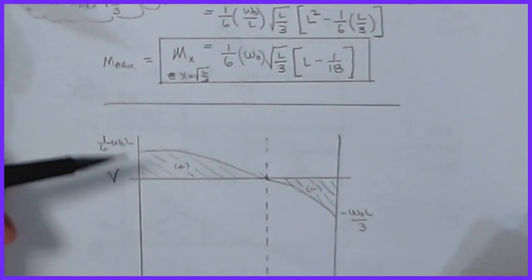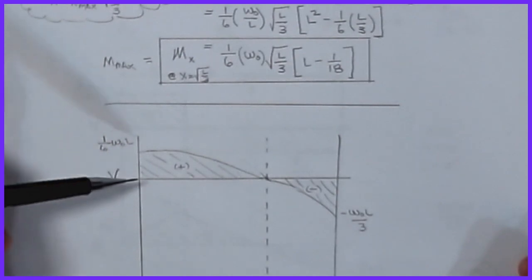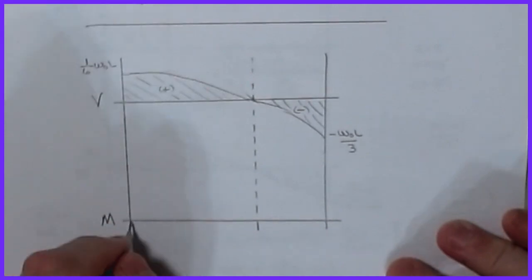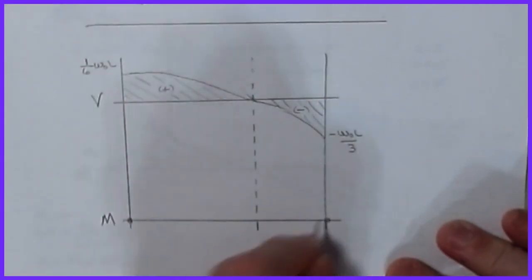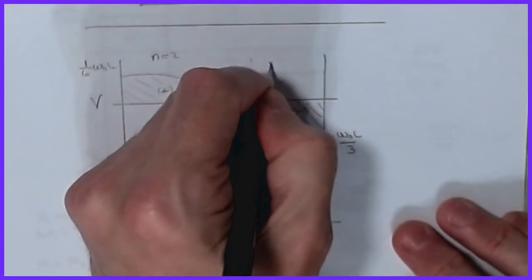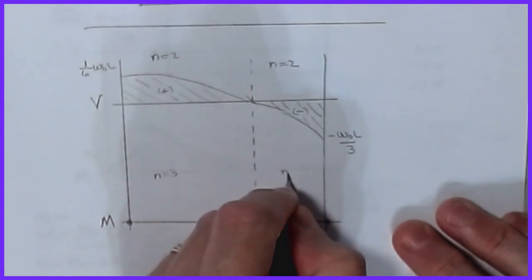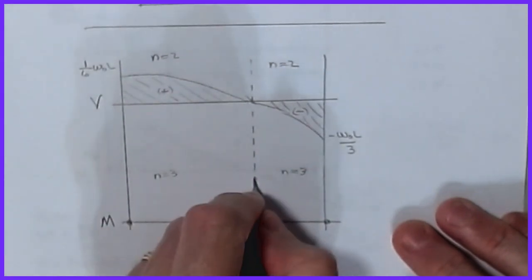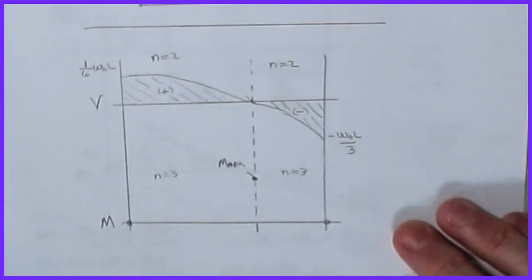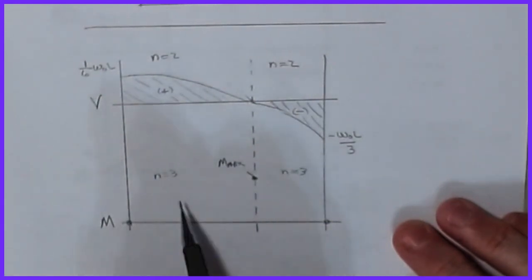What I've done is redrawn the shear diagram that we had from the previous page. To construct the moment diagram, we can play the same basic games that we did before. This was simply supported, so I know I start at 0 and I need to end at 0. This is n equals 2, this is n equals 3, and we have my M max value happening here. Normally, if we were worried about all the values in between, we would have to plot those.